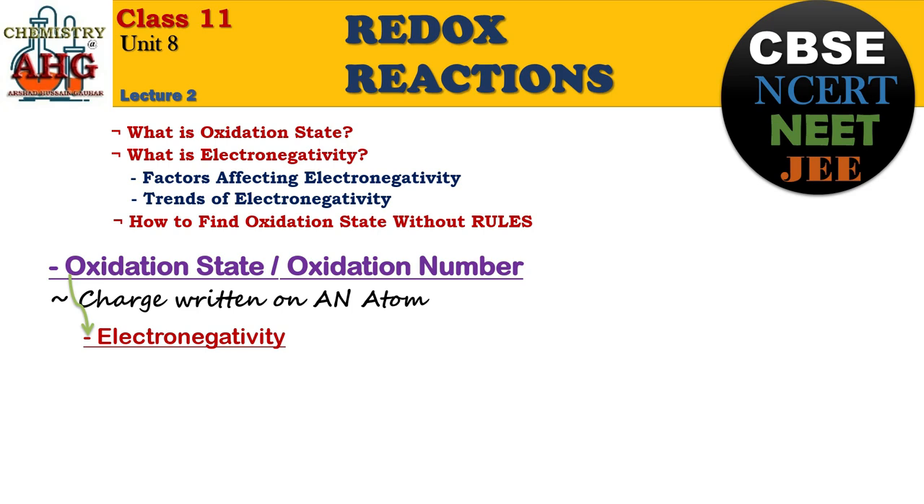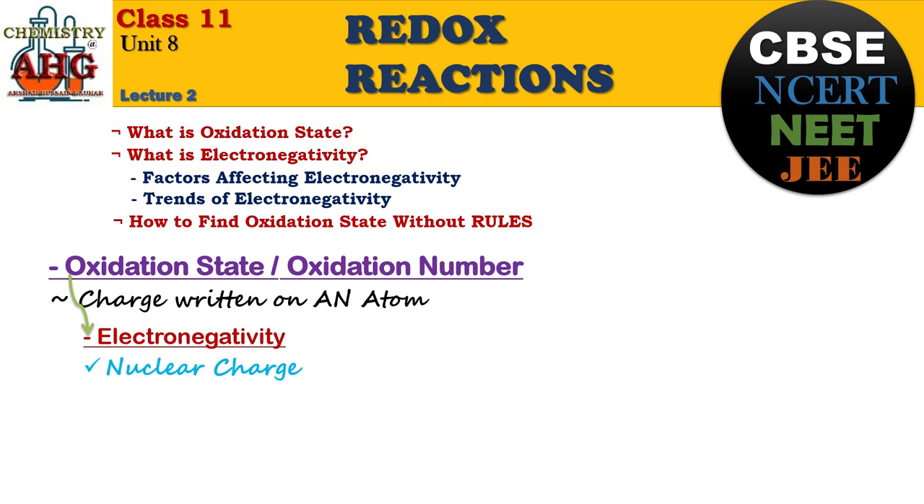Next, you must remember on which factors electronegativity depends, and how and when the electronegativity of an element can be greater compared to another element. The electronegativity of an element depends on two factors. The first factor that you must focus on is the nuclear charge. What is nuclear charge? Nuclear charge is the charge on the nucleus of an atom.